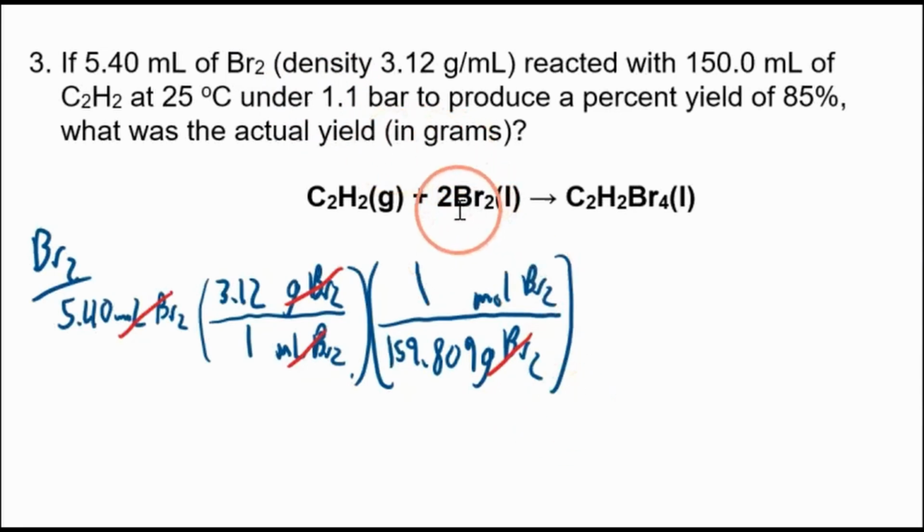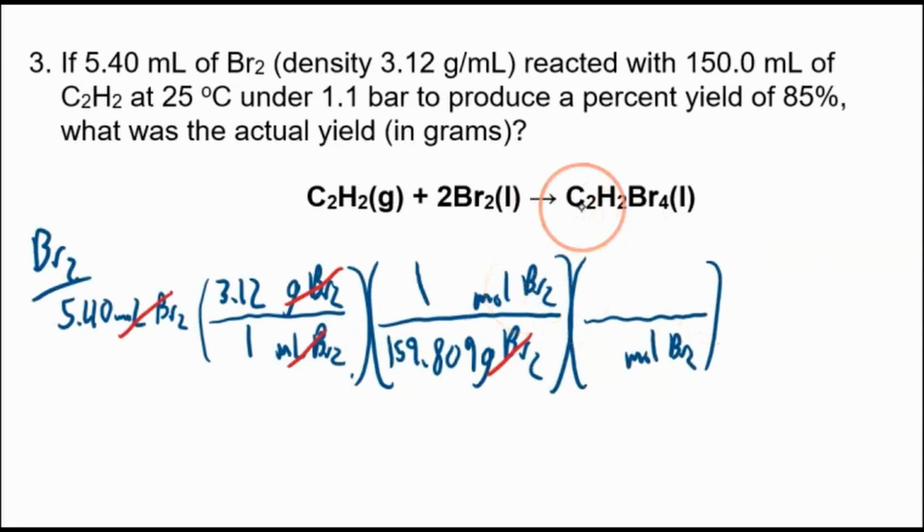Now that we have moles of bromine, we can use the mole bridge to find out the moles of this product here. And so we'll do that. Maybe I'll make it a little bit smaller, just to save space. We want moles of Br2 to cancel out, and we want moles of this product. I'm just going to call this P for product, if that's okay, just to save space. And for every 2 moles of Br2 that react, we make 1 mole of product. So there's 1 mole of product for every 2 moles of Br2. Moles of Br2 will cancel out.